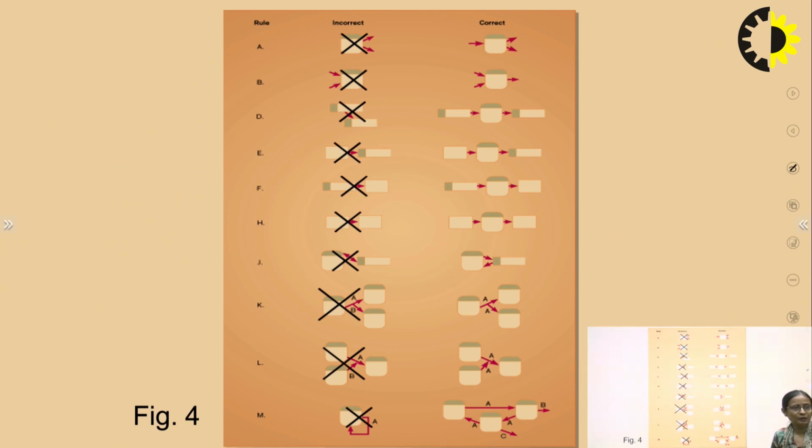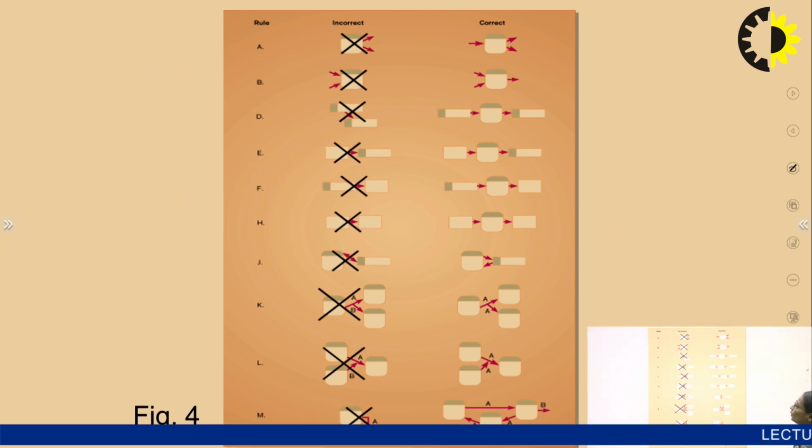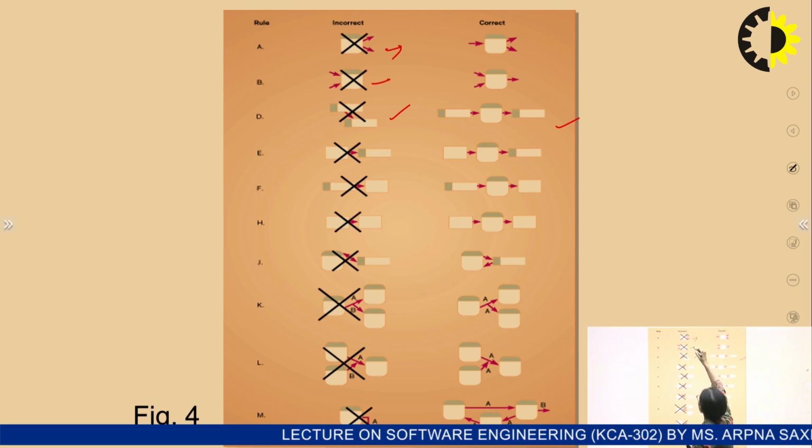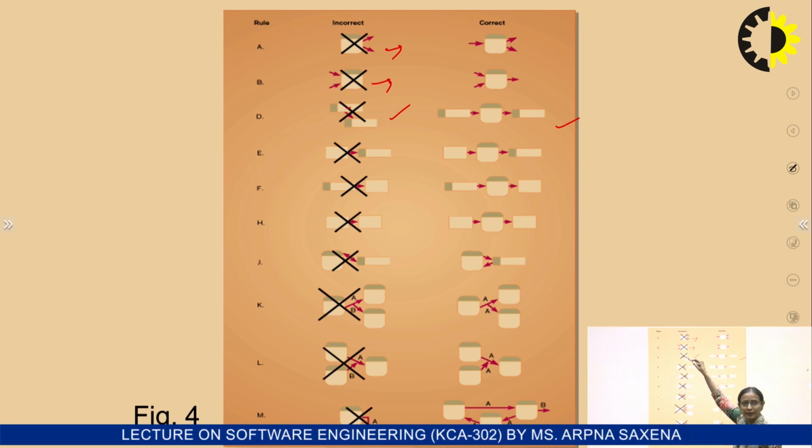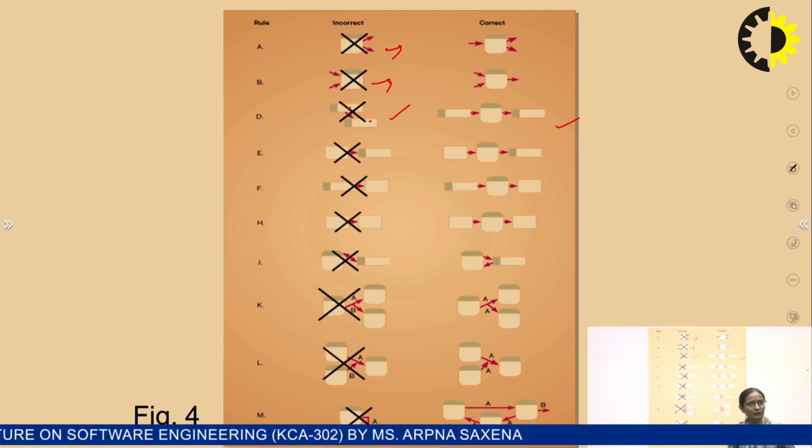So if we look at the rules, this slide shows the incorrect and the correct usage of the symbols. Rule A says that a process should have input and output. Here there is input but no output. In this case, data is traveling directly between two data stores; again it is not permissible. Again in this case, what is happening? The entity is directly interacting with the data store. Again this is not permissible.